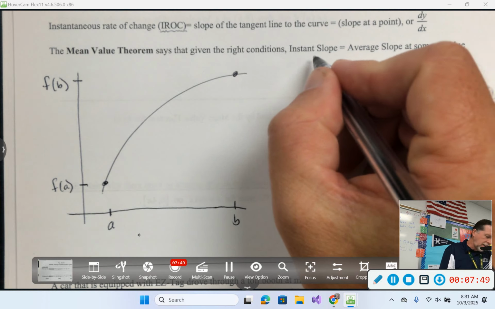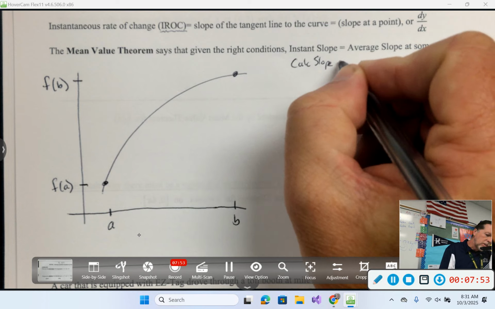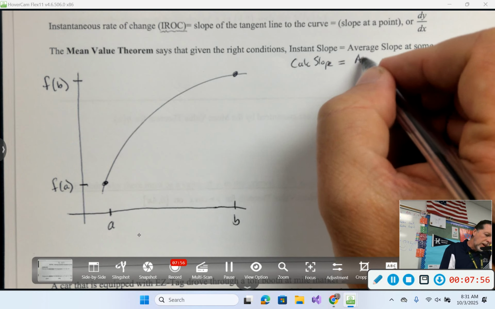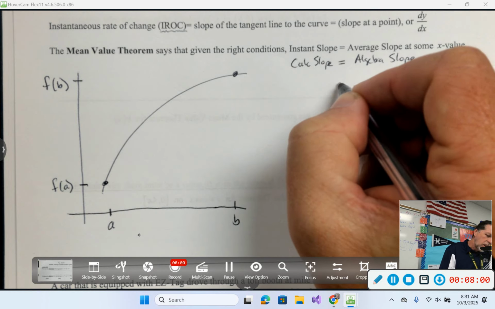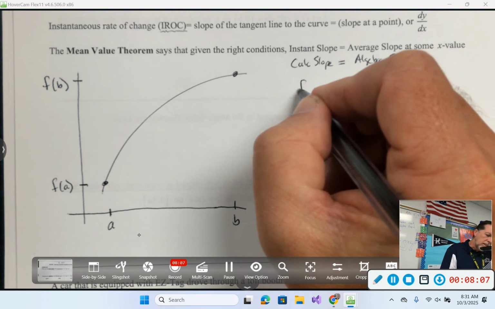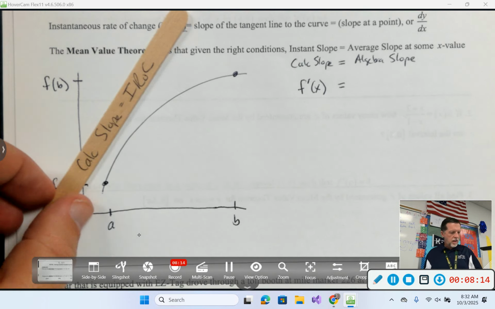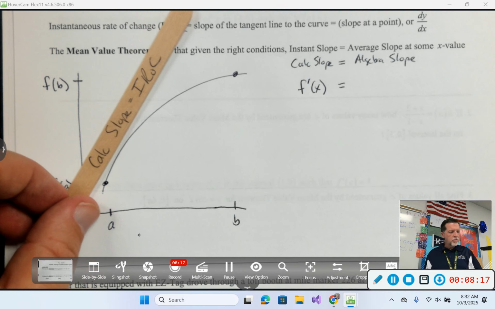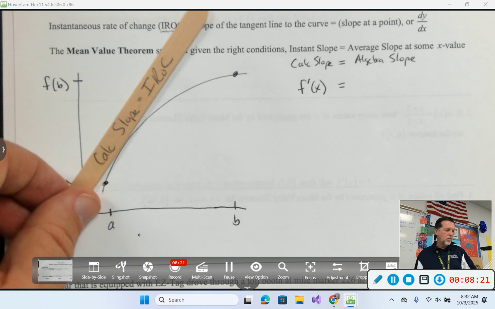And we're trying to claim that the instant slope, or the calculus slope, is equal to the algebra slope. Let's see, the calculus slope would be f prime of x. Right, that would be the instantaneous slope somewhere along the curve. Right, the tangent line slope.